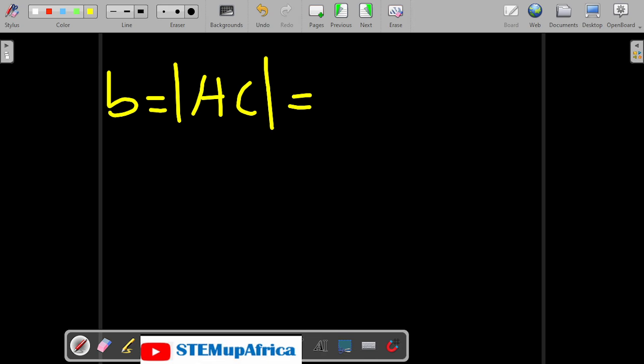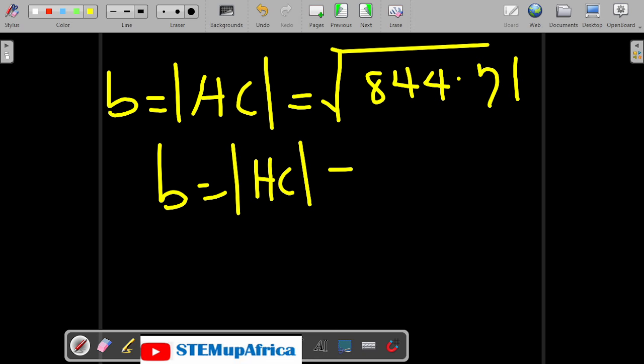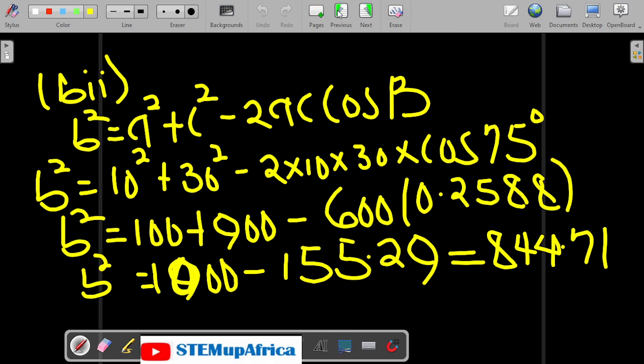So my small b, which is the distance from the harbor, H, to point C, where the ship is, equals the square root of 844.71. So small b, which is HC, from the harbor to point C, is the root of that value. I'm going to have 29.06 kilometers to 4 significant figures. So this is the solution to question number 3.